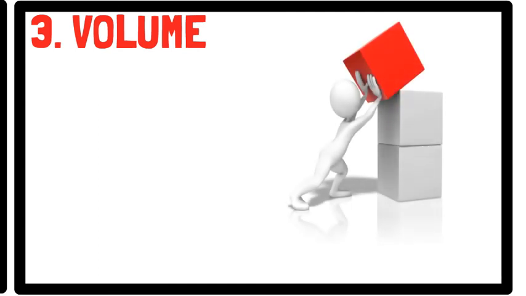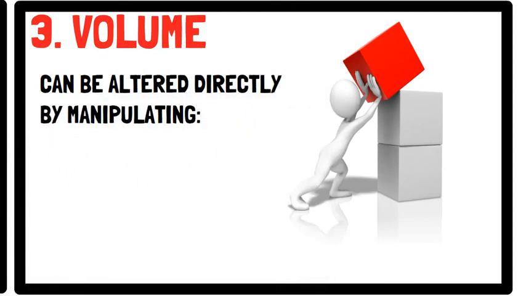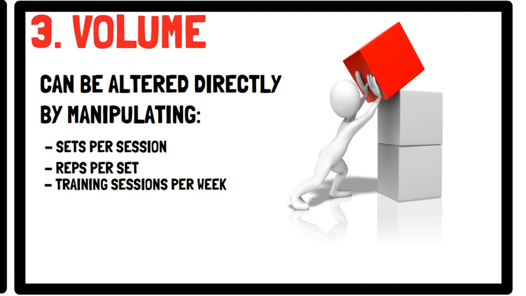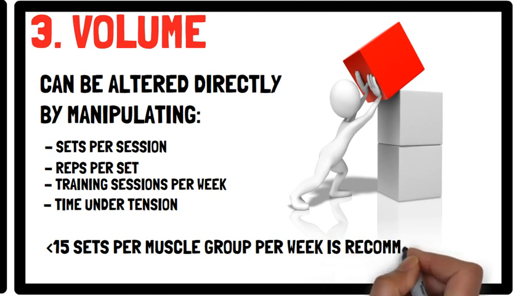Recommendation 3, volume. Weekly training volume can be calculated by the repetitions multiplied by the sets performed, and can be altered directly by manipulating the following: the number of sets per session, the number of reps per set, for example by training to volitional fatigue or not, and the number of training sessions per week. However, weekly training volume is also indirectly altered by manipulating load, and lastly, time under tension. Increased volume beyond a certain point does not necessarily produce further strength gains. On this basis, less than 15 sets per muscle per week is recommended.